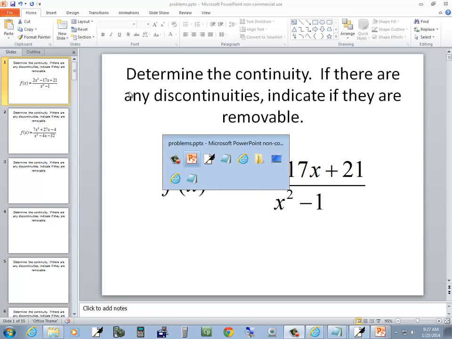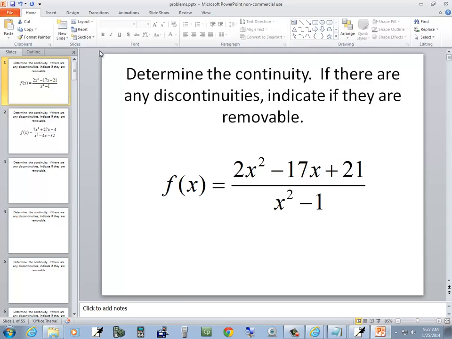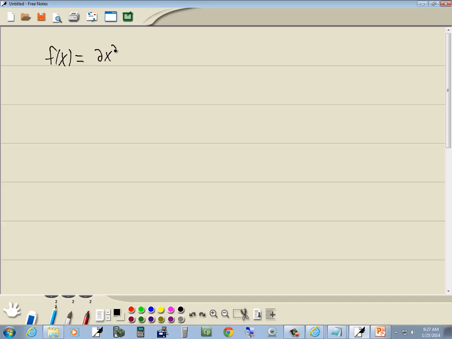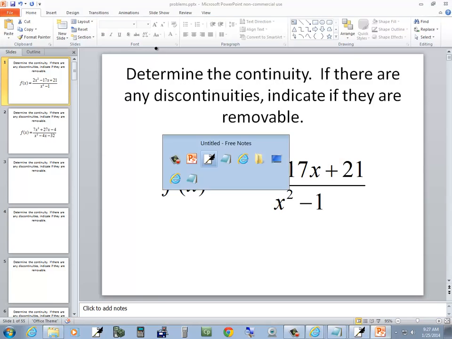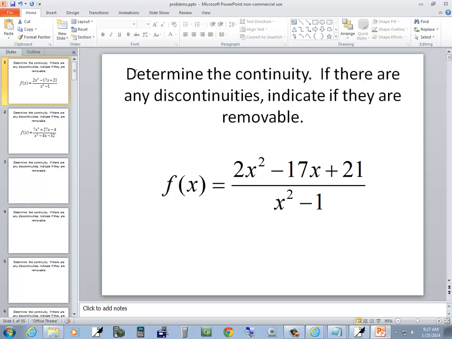Let's take a look at this problem. We've got f of x is equal to 2x squared minus 17x plus 21 over x squared minus 1. We want to determine the continuity, and if there are any discontinuities, indicate if they're removable.